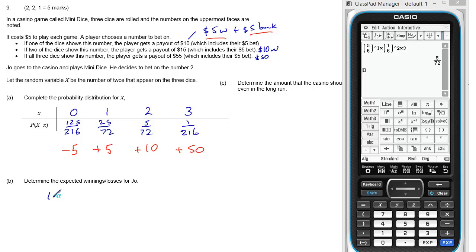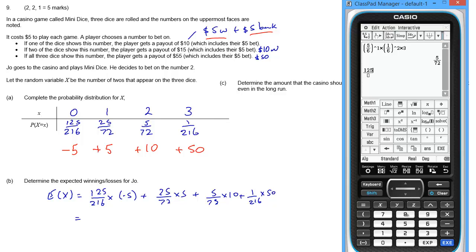So we want the expectation. So that's going to be 125 over 216 times -5. We're going to have 25 over 72 times 5, and then we're going to have 5 over 72 times 10, and 1 over 216 times 50.